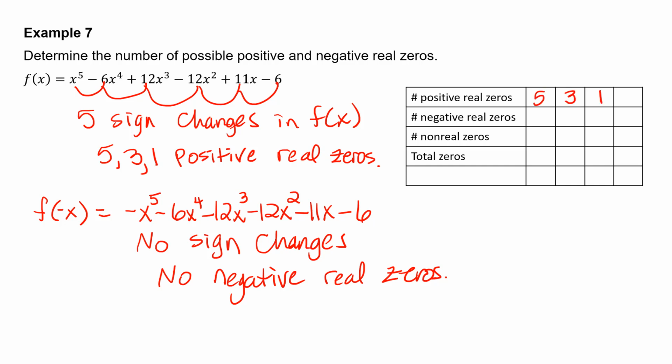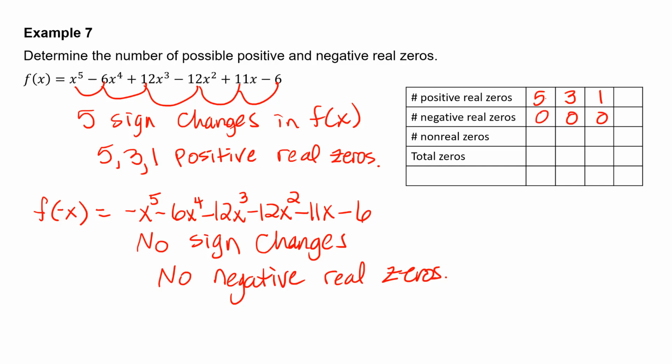So positive, I can either have 5, 3, or 1. So it's the number of sign changes or less than the number of sign changes by a positive even integer, which is just 2 down and then another 2 down. So 5, 3, or 1. No negative real zeros, never, ever.